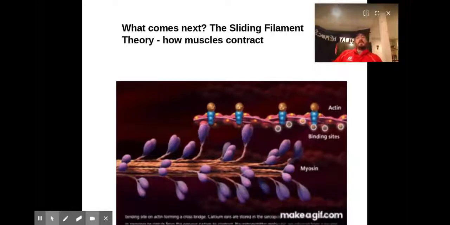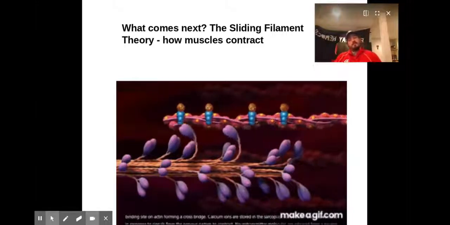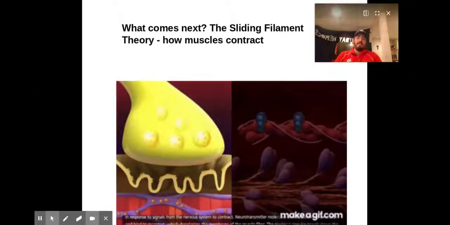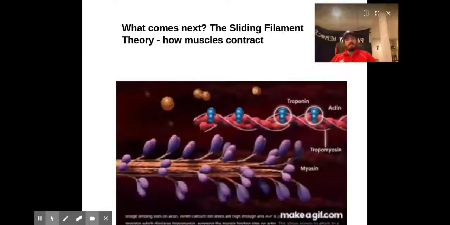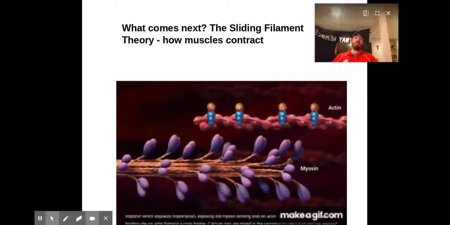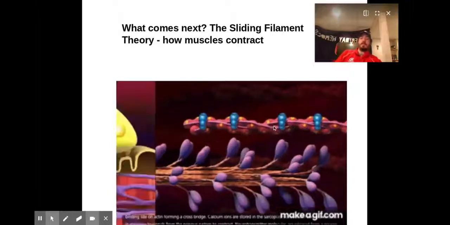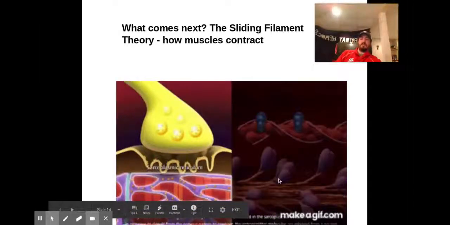So what comes next? And I didn't want to put in this video because it would just be like 45 minutes long. But it's called the sliding filament theory. And this is how muscles contract. And we can kind of see it happening right in front of us here. You have a thin and a thick filament. Well, if you remember, actin, thin, myosin, thick. You have the actin up here, the myosin down here with all these funky heads on it.